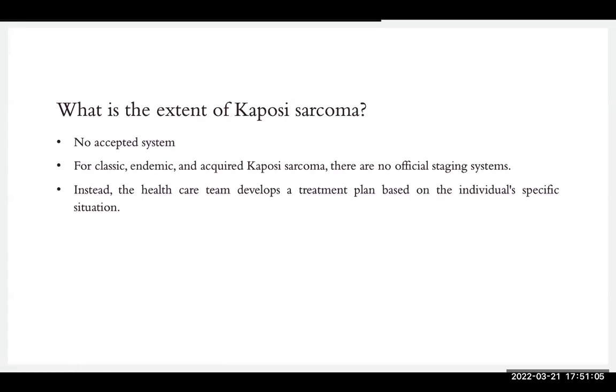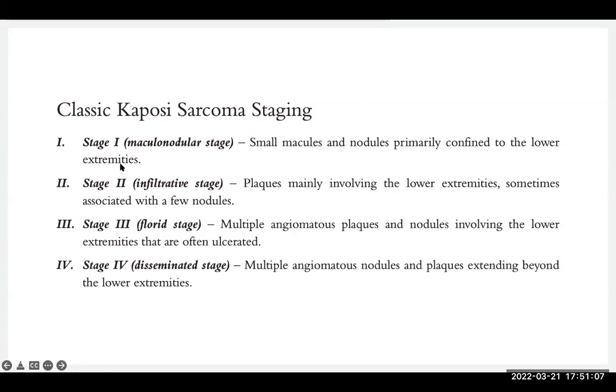There are some which have been proposed, especially for the classical. In the classical, you have stage 1 to 4, and they've given them names based on how they appear. You have the macronodular, where you have very small macules and nodules, especially in the lower extremities. Then you have the infiltrative, where you have very few nodules, but more plaques. So now it's trying to get deeper.